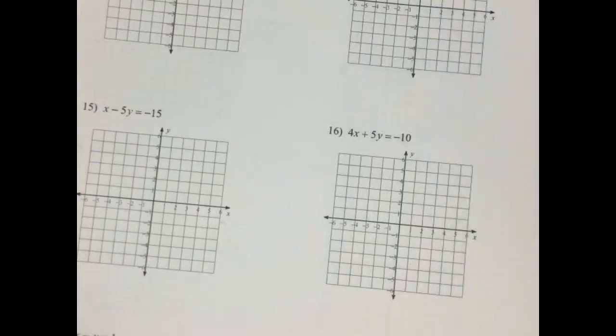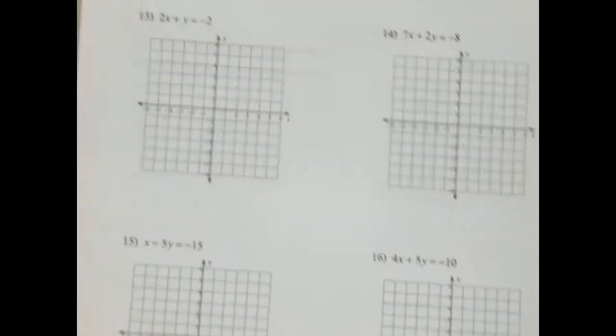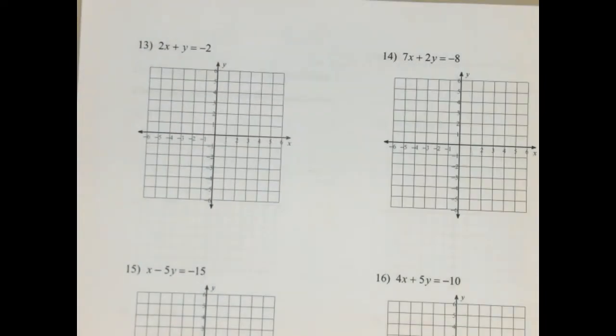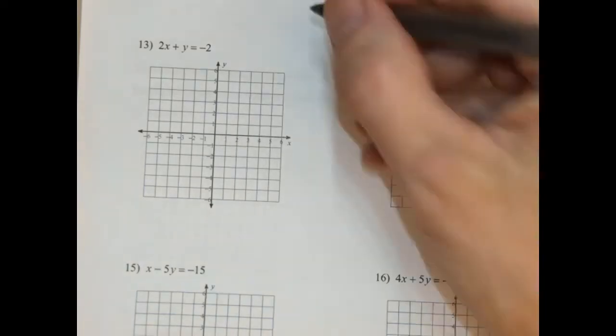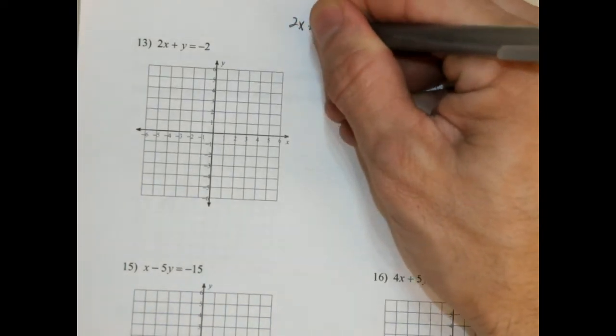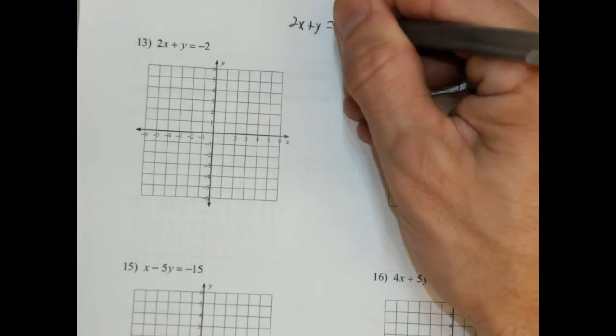And this last part is, we're going to be doing the same thing, only the equations are not written in slope-intercept form, they're written in standard form. So what we need to do is get y by itself. So what we're going to do is rewrite the equation over here. So we're going to write 2x plus y equals negative 2.